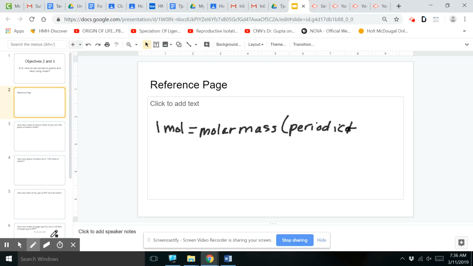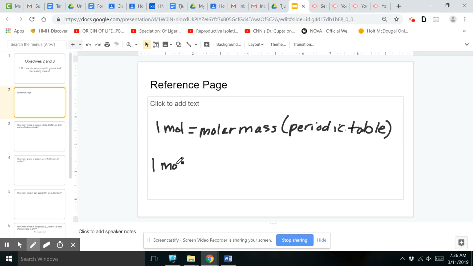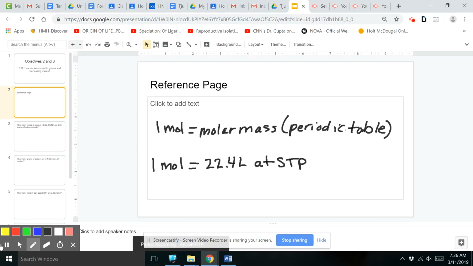Oops. You're seeing lots of nice confusing mistakes here. Okay, periodic table. And something that is new is that we now know that 1 mole of any gas, this is through Avogadro, is 22.4 liters at STP. Okay, so you want to make sure those are on your reference page, and then make sure you grab your sheets for your notes. We're going to take a short break and come back.